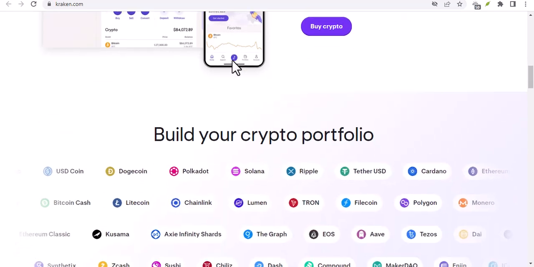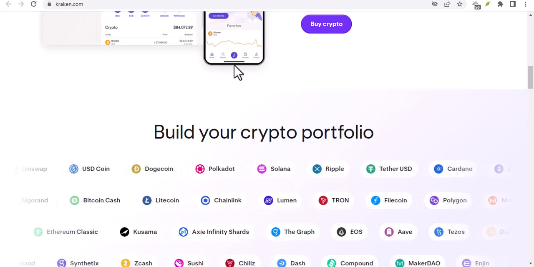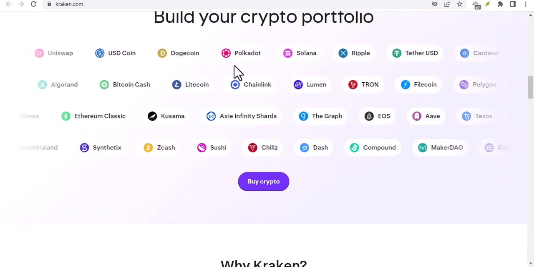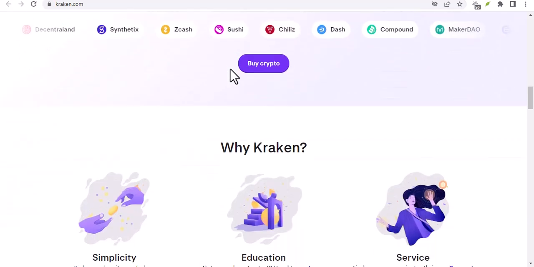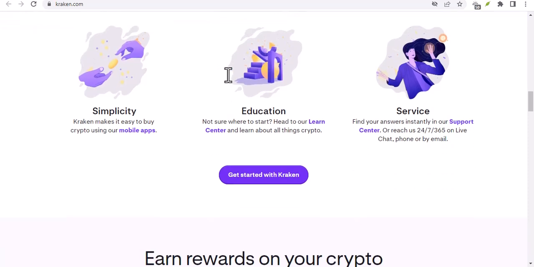Create a Kraken account. If you haven't already, you'll need to create a Kraken account. This involves providing your personal information and verifying your identity. Deposit USDT. Once your account is set up, you can deposit USDT. Kraken supports various deposit methods, including bank transfers, cryptocurrency transfers, and more.